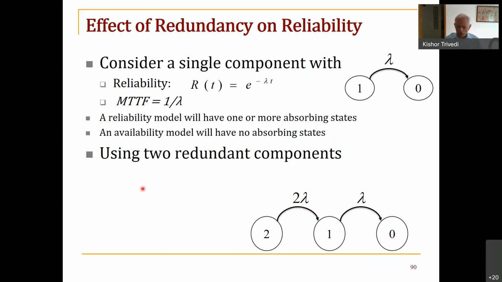Now, it is not very difficult to find the reliability expression for this particular situation. And it is given by 2 e to the power minus lambda t minus e to the power minus 2 lambda t. And the mean time to failure, system failure in this case, is 1.5 over lambda. So the mean time to failure increases from 1 over lambda for the system without redundancy to 1.5 over lambda for the system with 1 redundant component. So redundancy improves reliability and mean time to failure.